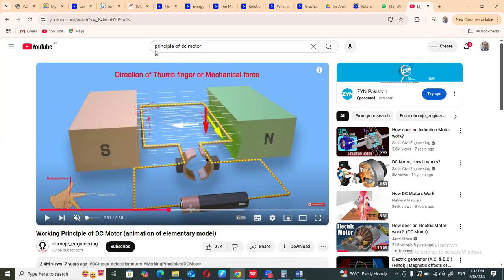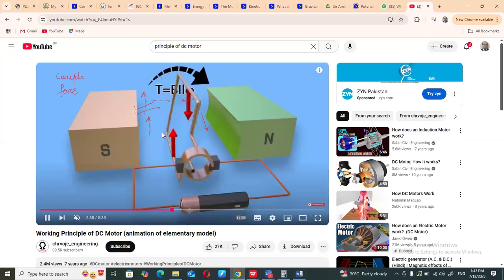You can see here that the force is applied in the upward direction here, and in the downward direction here. Now these two forces are the same in magnitude, but opposite in direction, and they act perpendicular distances away from each other. This is the definition of a couple force. This couple force will rotate this armature. So this armature starts rotating in a clockwise direction, just like that.